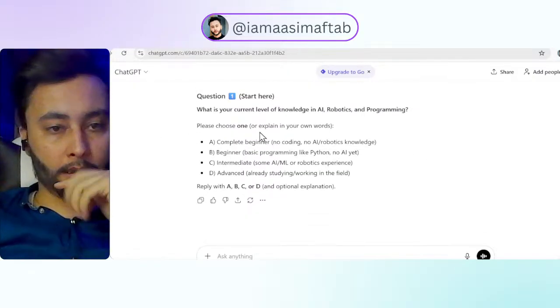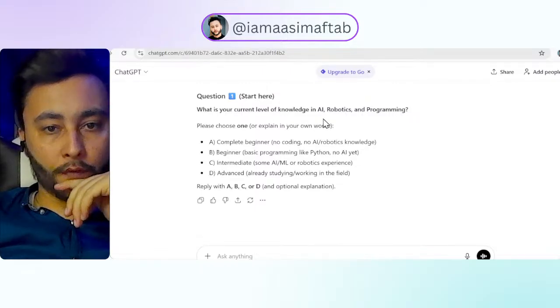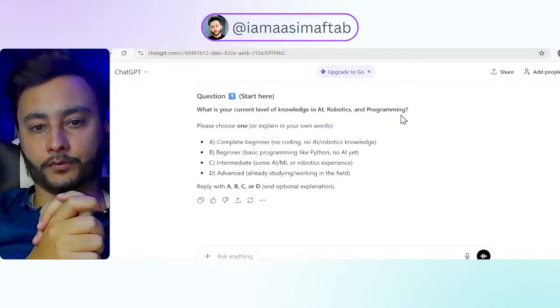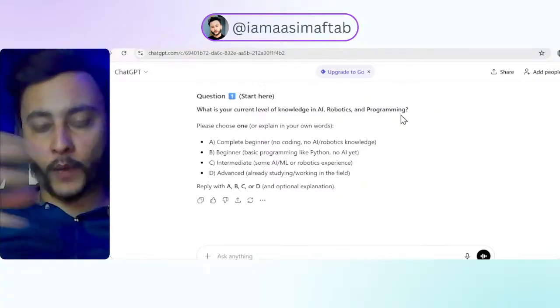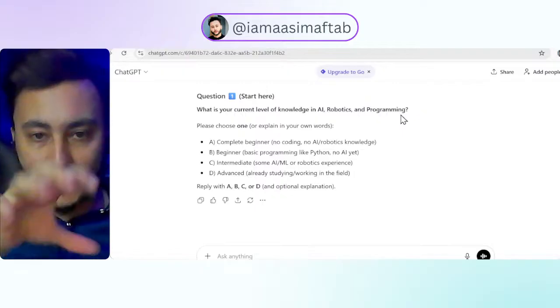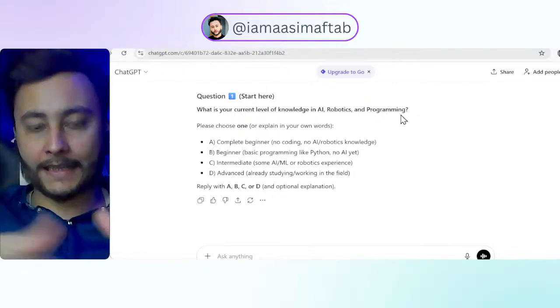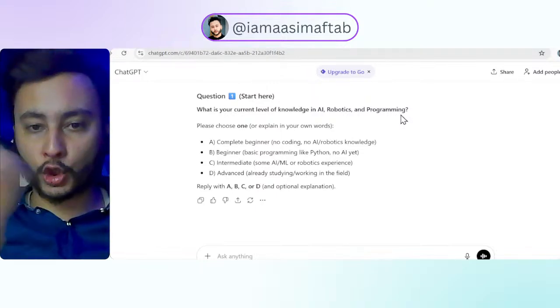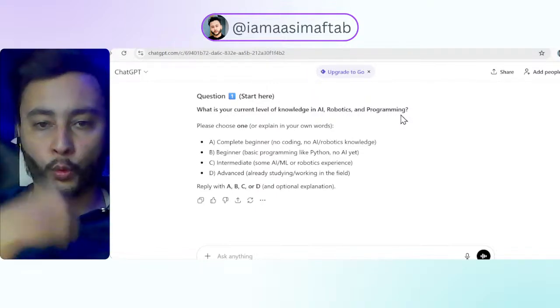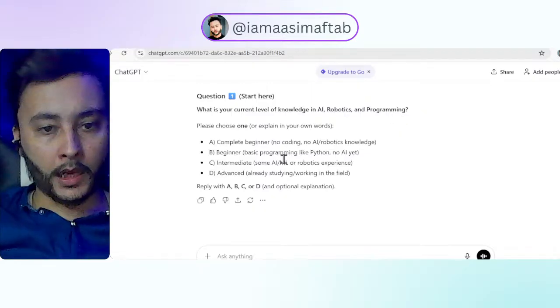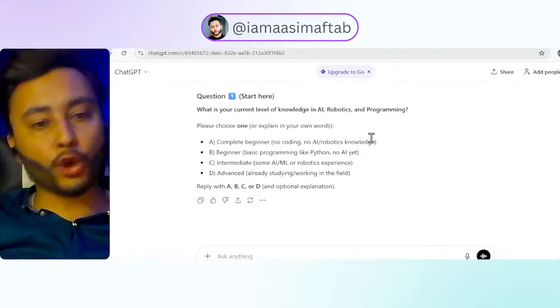Okay. So ChatGPT asked the first question: what is your current level of knowledge in AI, robotics, and programming? How beautiful this question is. Are you seeing the difference? When we were crafting a prompt, we had left this thing. So, as a prompt engineer, ChatGPT is asking for the knowledge needed to craft a prompt, where we lag, what we are finding, what we are searching for. It says please choose one or explain in your own words.